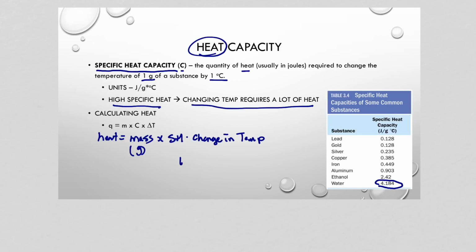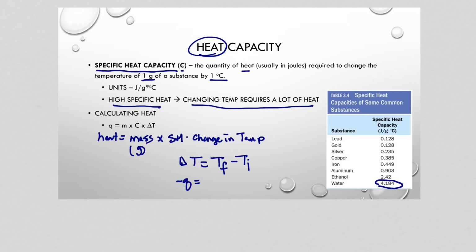Now, the way delta T is calculated, this will be important, is the change is always the final temperature, the one that we're ending at, minus the initial or starting temperature. So we always calculate final minus initial. Sometimes it's going to be a negative number. If the temperature is dropping, then the change is going to be negative. And that's important because that will give us a Q value, a negative Q.